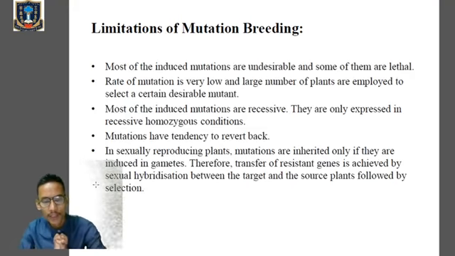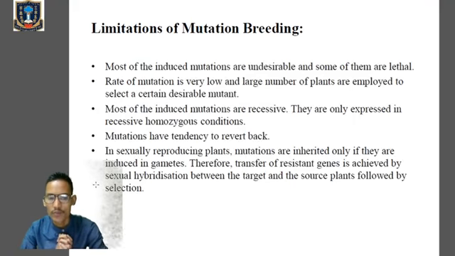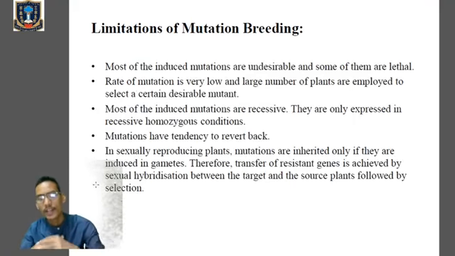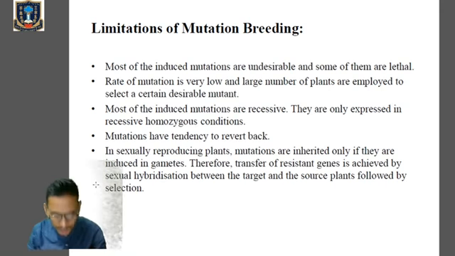And therefore, the transfer of resistant genes is achieved by sexual hybridization between the target and the source plant, followed by selection. So we have to go through the hybridizations and after that we have to go through further selection. So these are the limitations of the mutation breeding technique.